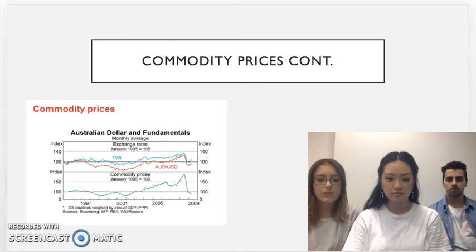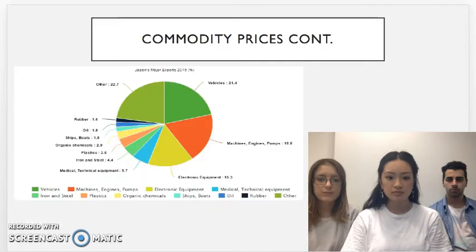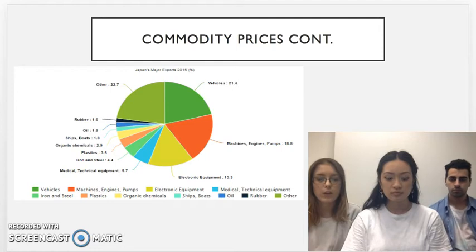The graph pictured on the screen right now shows a strong correlation between commodity prices and Australia's TWI, weighted to reflect each trading partner's importance in the country's trade. As previously mentioned, Australia's exports consist heavily of commodities such as minerals and fuels, gold and food. On the other hand, Japan comprises mainly secondary manufactured goods including machines, vehicles and electronic equipment.